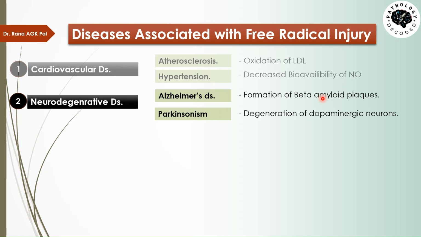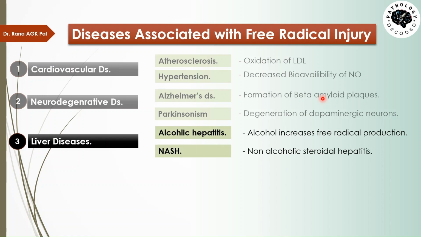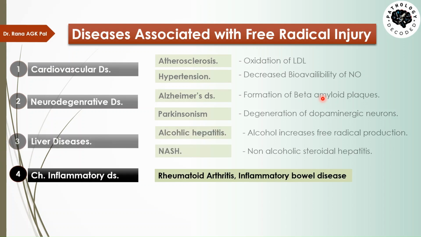Then Parkinsonism, there is degeneration of dopaminergic neurons, which is also implicated to the free radical injury. We have got liver diseases, amongst them alcoholic hepatitis. Alcohol increases free radical production during its metabolism in the liver. Then NASH, or non-alcoholic steatohepatitis, that also is due to generation of a large number of free radicals during the enzymatic metabolic processes in the liver.